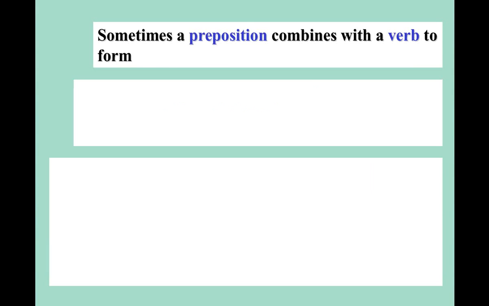So, if you have a certain preposition that combines with a verb, that means we're going to have a very, very special meaning for it. So, for instance, denken is to think. Denken an is to think about. So that preposition combined with that verb gives it a very specific meaning.